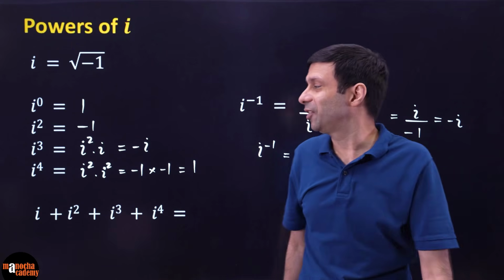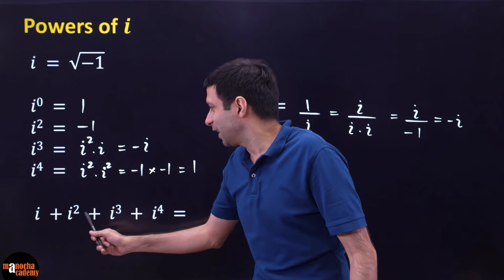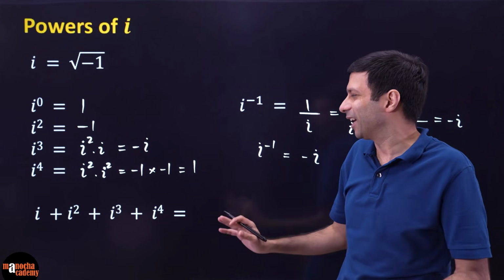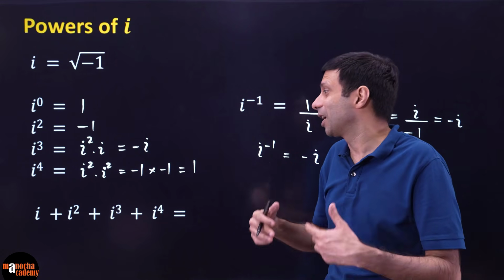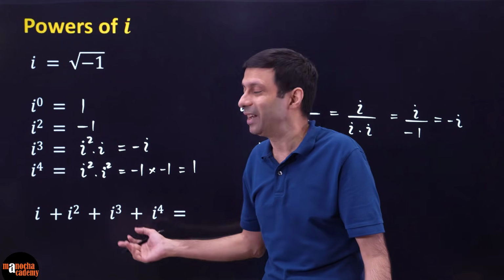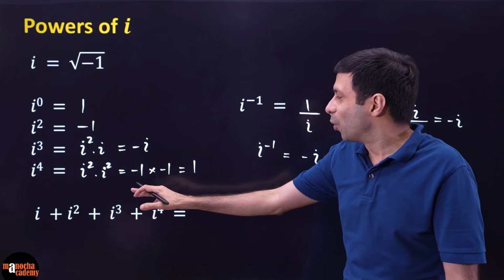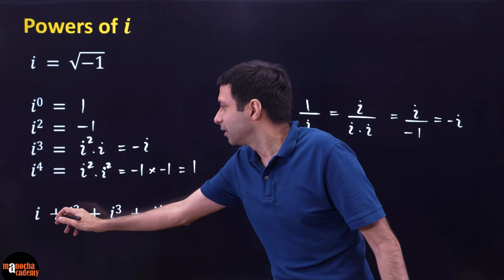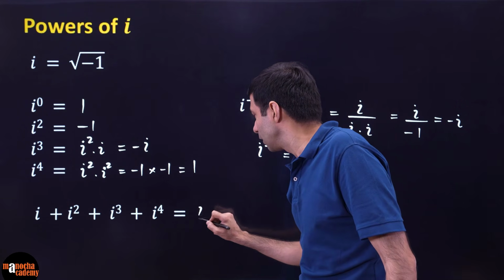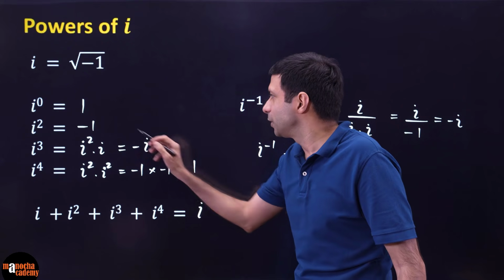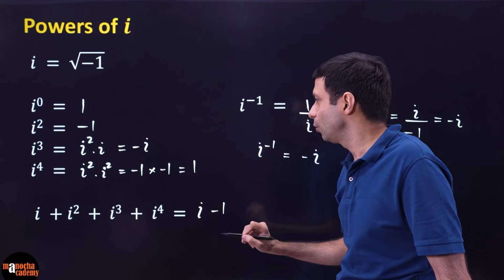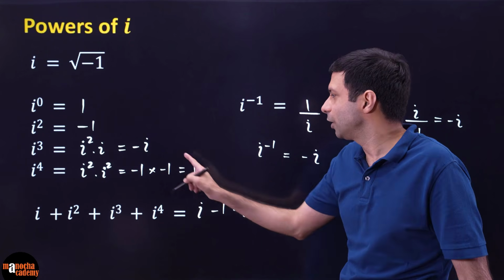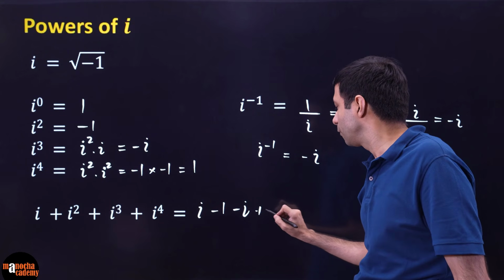Now let me ask you another interesting question. What is I plus I square plus I cube plus I to the power 4? I like to call it I. I don't like to say iota plus iota square, right? It's very lengthy, but same thing. So what is the answer over here? So what will you get? I, let me leave I as I, okay? I square is minus 1. There you go. I cubed is minus I. I'm just substituting the values we found. And I to the power 4 is plus 1.